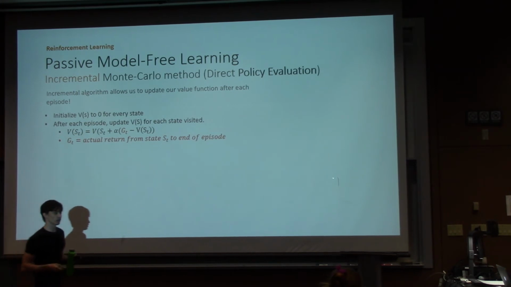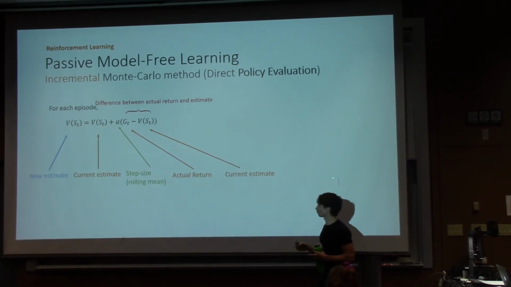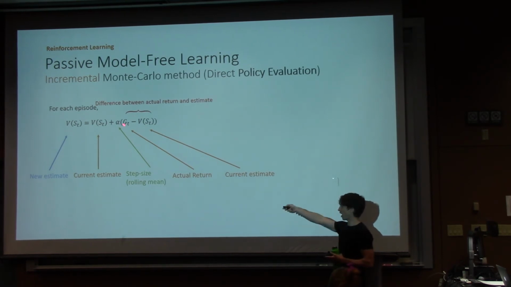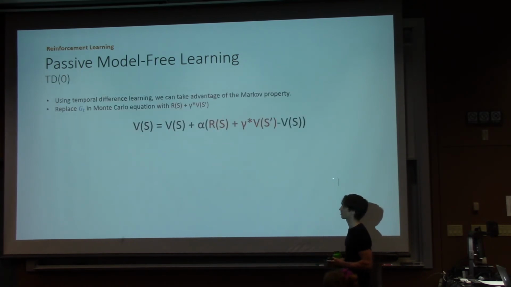Yes? You need to indicate that alpha is actually bound between 0 and 1. Yes. Yep. Yeah, that's correct. So alpha here is a value between 0 and 1, so a small step size. And this just tells you the same thing as the last slide.